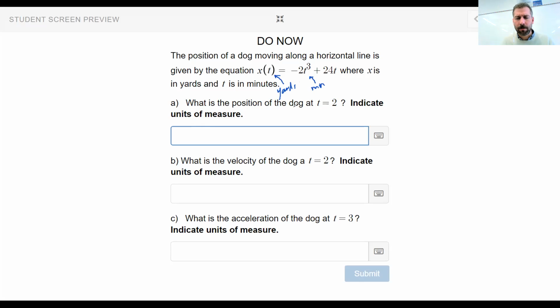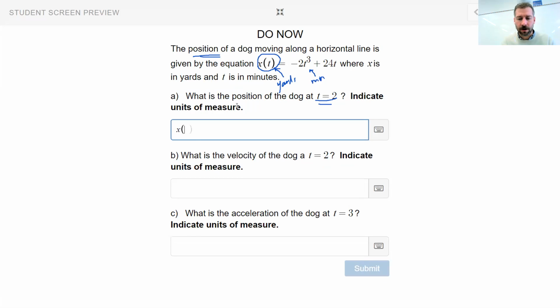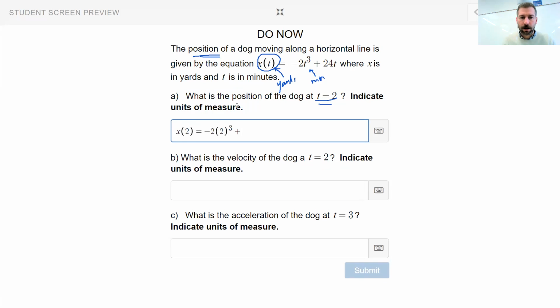Okay, so it asked me first, what is the position of the dog at t equals 2? Indicate units of measurement. Well, what does my equation tell me? Does my equation tell me the position of the dog? Yes, the position of a dog. So my original question is actually telling me, use this formula. This is how you're going to find the position of the dog. So we're going to plug in x of t when our t here is 2. We're just going to plug that 2 in. So negative 2 times our t, which is going to be 2, raised to the third power, plus 24 times that t of 2.